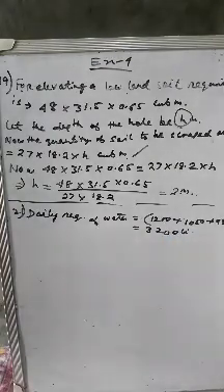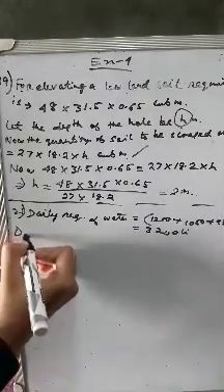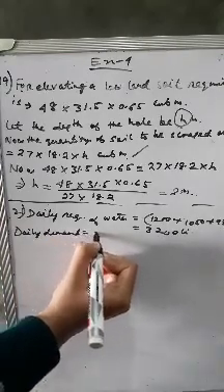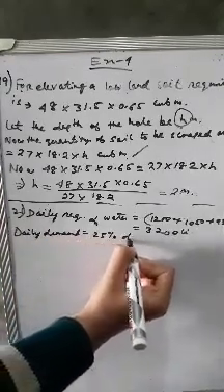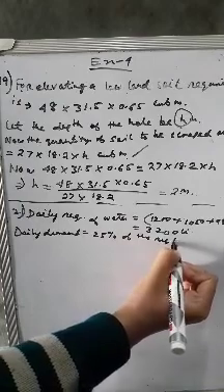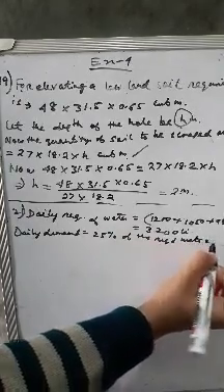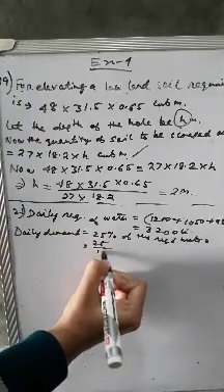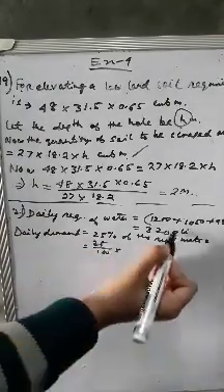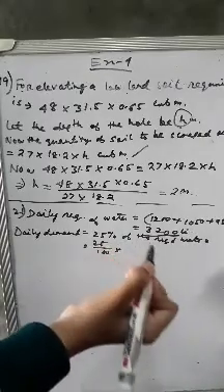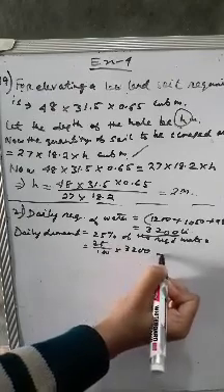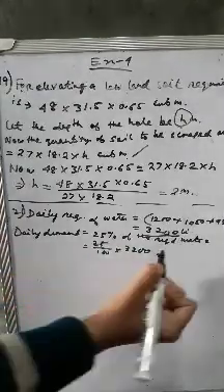So what is the daily demand of the water? The daily demand equals 25% of the required water, which is equal to 25 by 100 into this 3200 part. Just read out the question statement once again. You will get 800 liters.